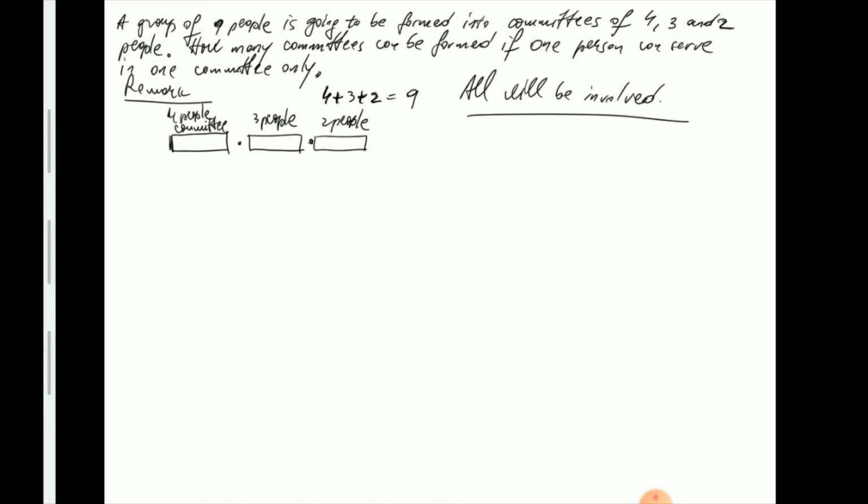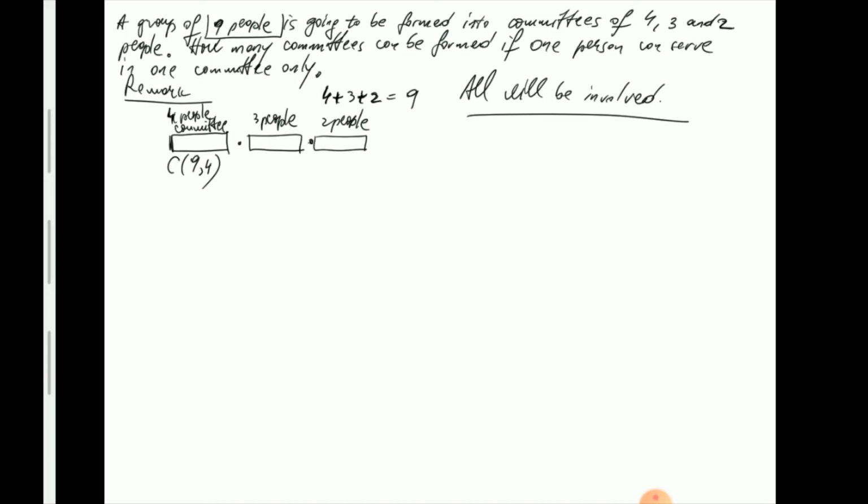In how many ways can you form these 4-people committee? Well, remember we have 9 people to choose from. For this committee that we select, when we select 4 people out of 9, ordering doesn't matter inside each committee. So obviously the answer is going to be combination of n choose 4, right? So we choose 4 people out of n.